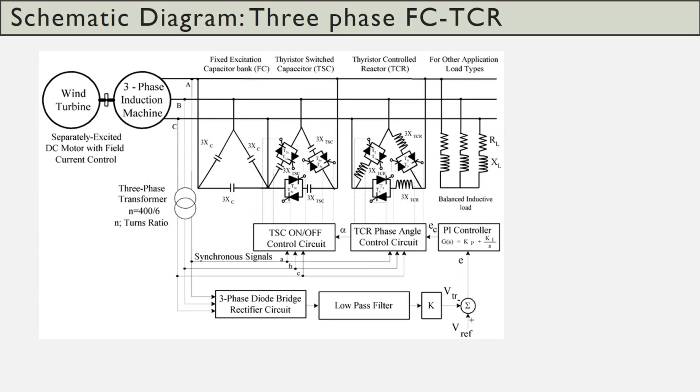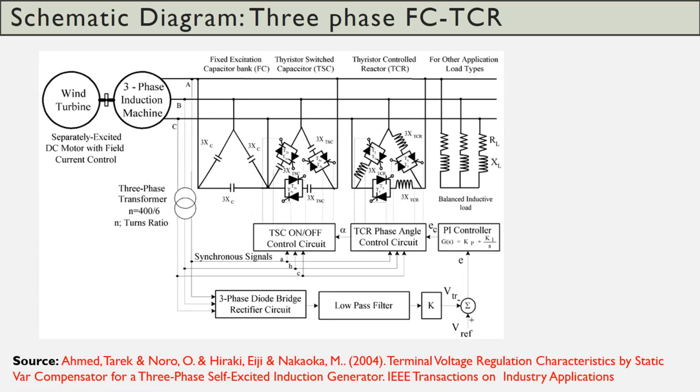So in a three-phase system, how is this FC-TCR scheme connected? In a three-phase system, the fixed capacitors are connected in delta, and TCR schemes are also connected in delta. Here multiple TCR schemes are connected. On this side, there is a load. Depending upon the controller action, the TCRs and TSC can be turned on here. The source is from this paper, which is indicated in red color below.